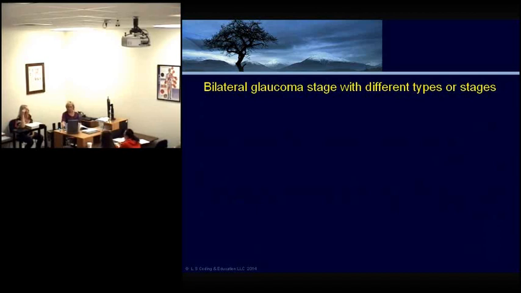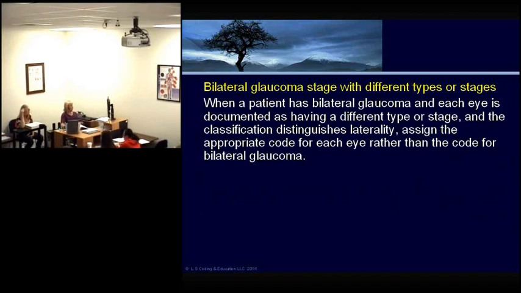Very, very short. Okay, now, when a patient has bilateral glaucoma and each eye is documented as having a different type or stage and the classification distinguishes laterality, assign the appropriate code for each eye rather than for bilateral, because you have different stages.